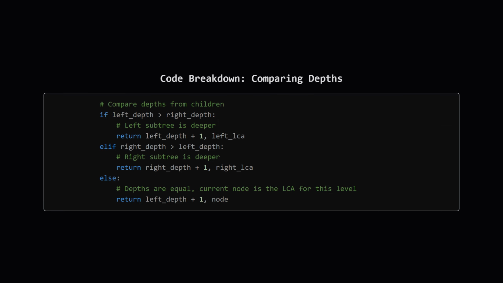Now comes the core logic we talked about. It compares left_depth and right_depth. If the left depth is greater, it means the deepest leaves found so far are in the left subtree. So it returns the left_LCA, and the depth becomes left_depth plus 1, adding 1 for the current level. If the right depth is greater, it does the same, but using the right side's results: right_depth plus 1, and right_LCA. And the final else case is when the depths are equal. This is where the current node becomes the LCA. So it returns left_depth plus 1, or right_depth plus 1, they're the same, and the node itself.